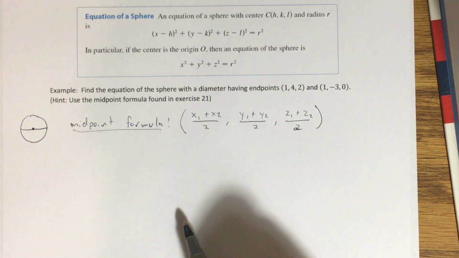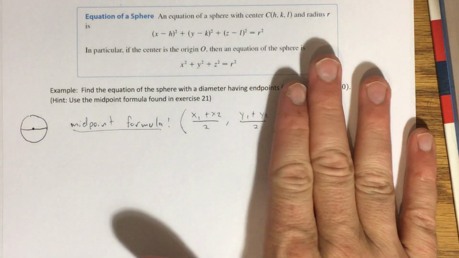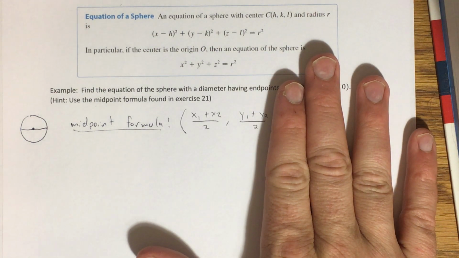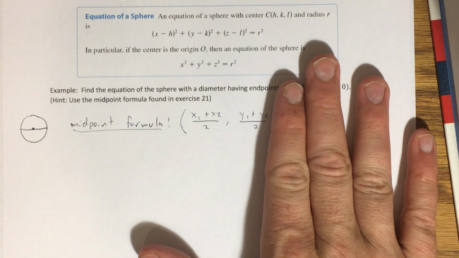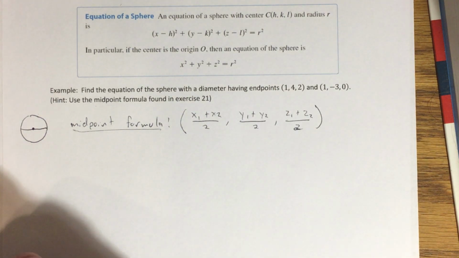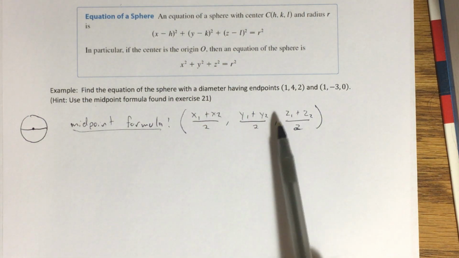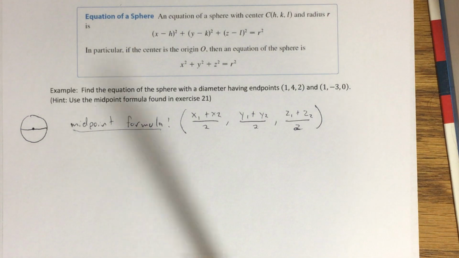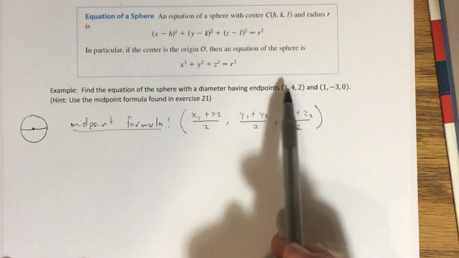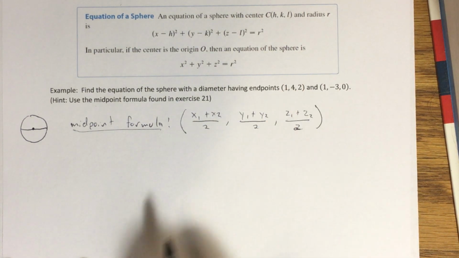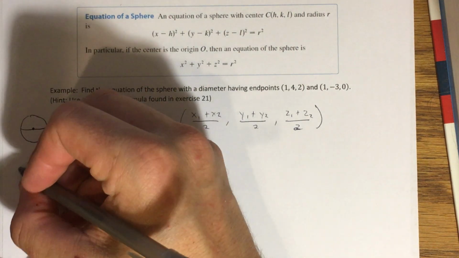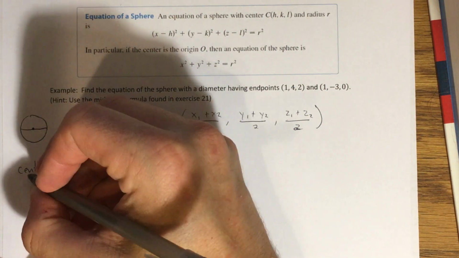Notice this looks a lot like the midpoint formula in 2-space. Again, you would eliminate the z's and you have the midpoint formula in 2-space. Basically what we're doing, if you're looking for the midpoint of a line segment with two given endpoints, is just averaging the x, y, and z components respectively. So I'm going to do the same thing here. I want the midpoint of this line segment, this diameter, and that's going to give me my center.